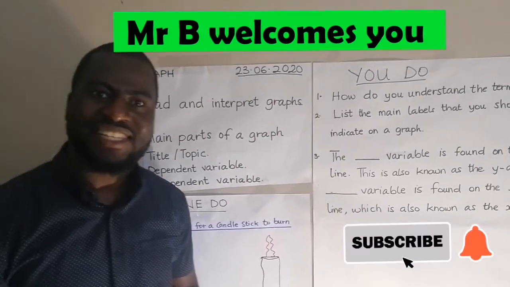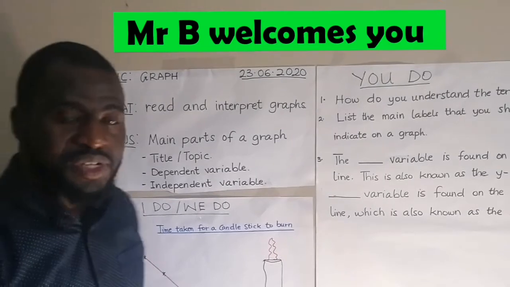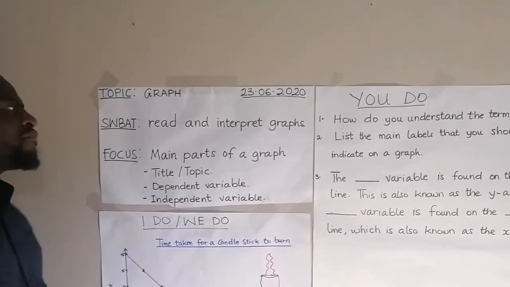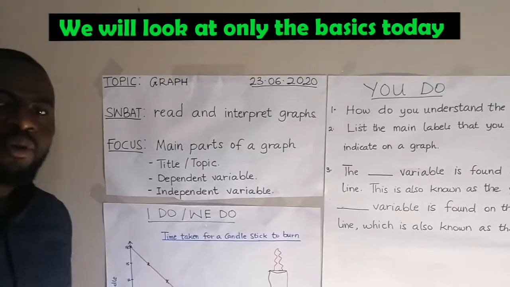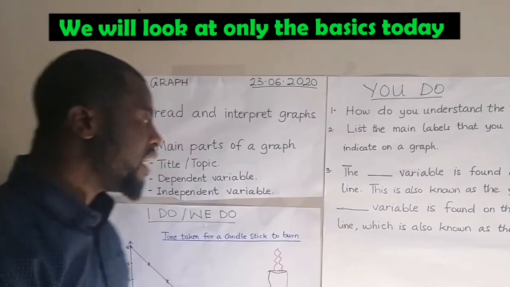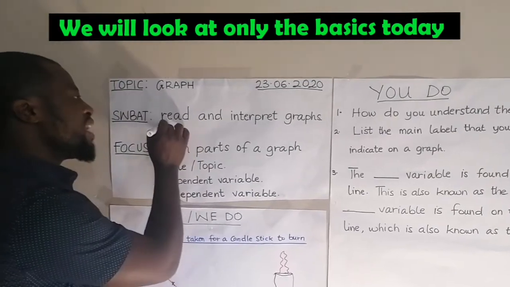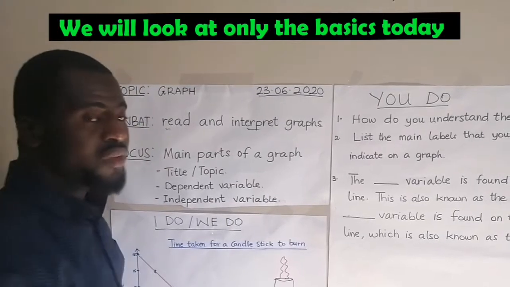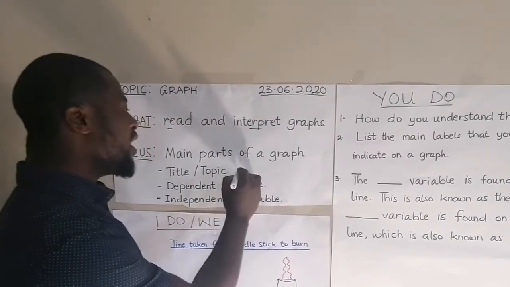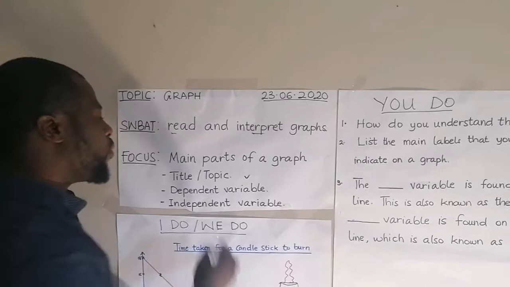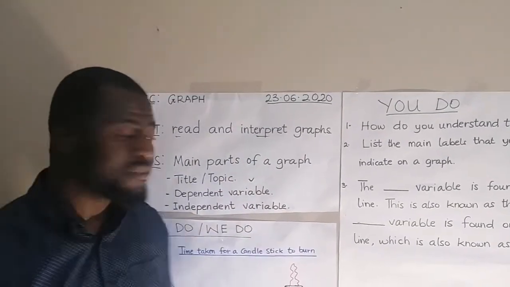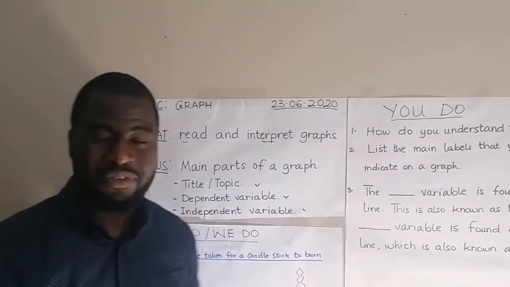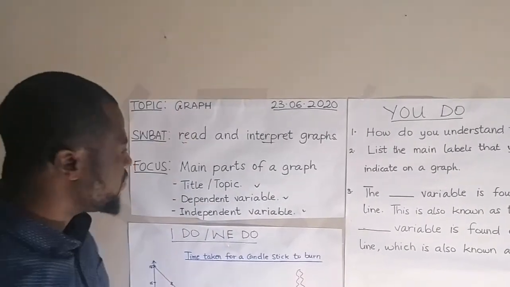As today we are having our lessons right from home, we are going to look at the concept of graphs. Before we look at graph work, what we should understand by the end of our lesson is how to read and how to interpret graphs. So the three key things that we must take away today are: what is the title or the topic in any graph work? What is the dependent variable? What is the independent variable? If you master these three things, our life is going to be very easy.